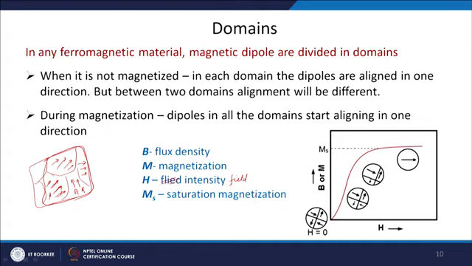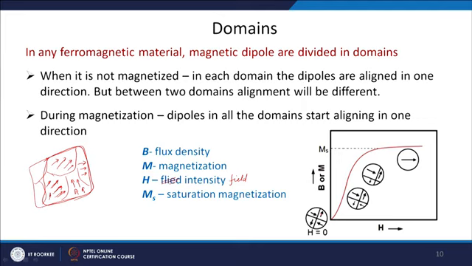So what happens when you start applying a magnetic field on a material? Initially they have these domains, and the alignment of dipoles will be different in each domain, and you start applying some magnetic field on this material for magnetization. Slowly the magnetic flux density will increase in the material as a function of H, the external applied field intensity.